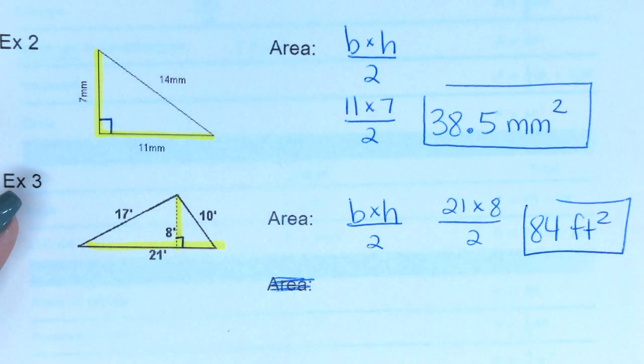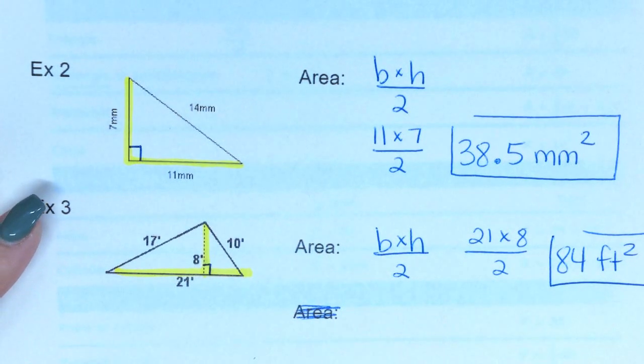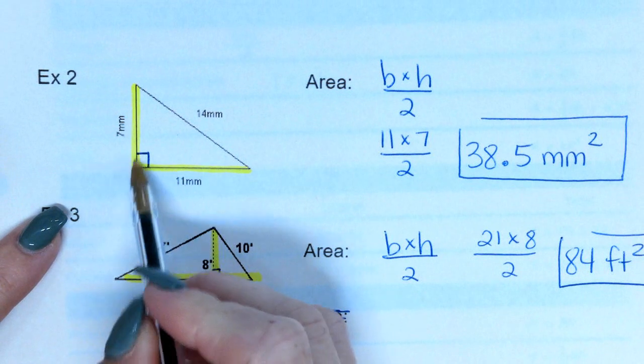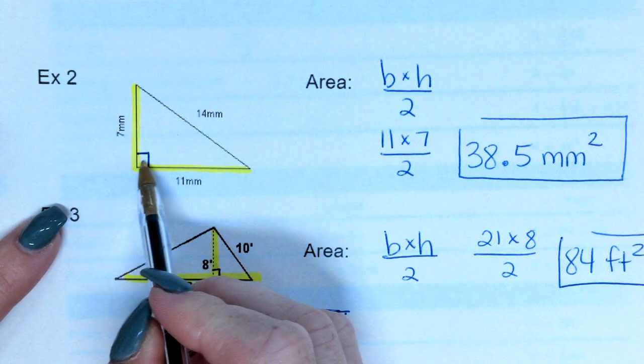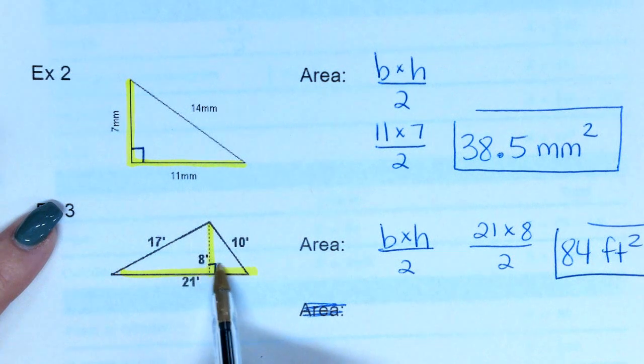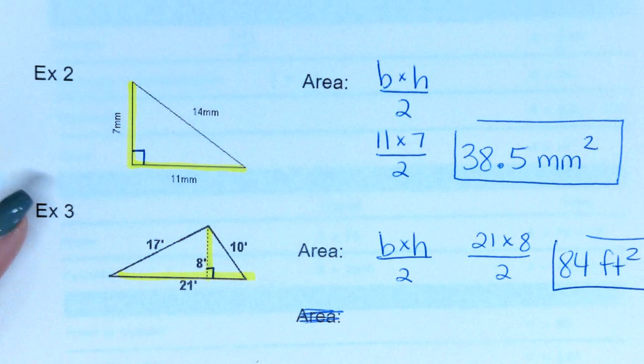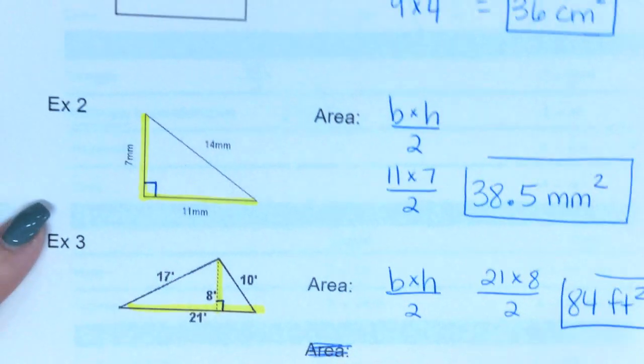I want to say it again because I feel like some of us aren't really paying attention. For area of triangles, what do you have to find? The right angle. That will be your base and your height. Everybody look right here. Here's my right angle. That's my base. That's my height. But in this one, here's my right angle. That's my base. That's my height. Any questions on triangles? Flip to the back.